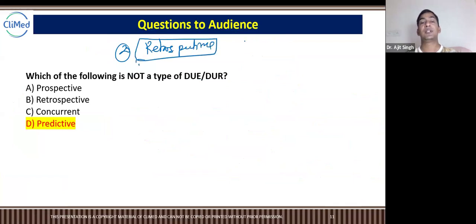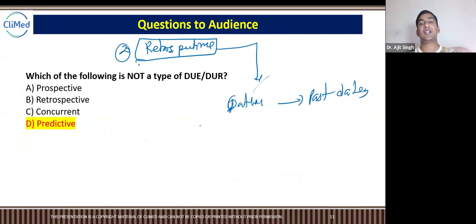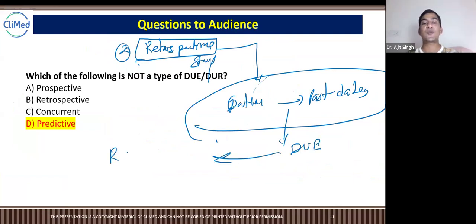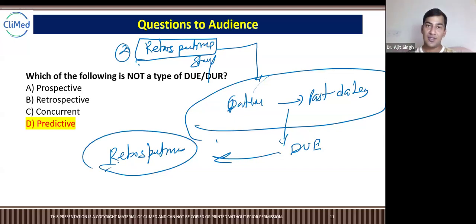Retrospective. That means you are collecting the data from past dates. So what will be the evaluation type here? A retrospective study will only have one type of DUE, that is retrospective. There is no room for prospective drug evaluation in retrospective studies. Retrospective studies mean only retrospective evaluation.